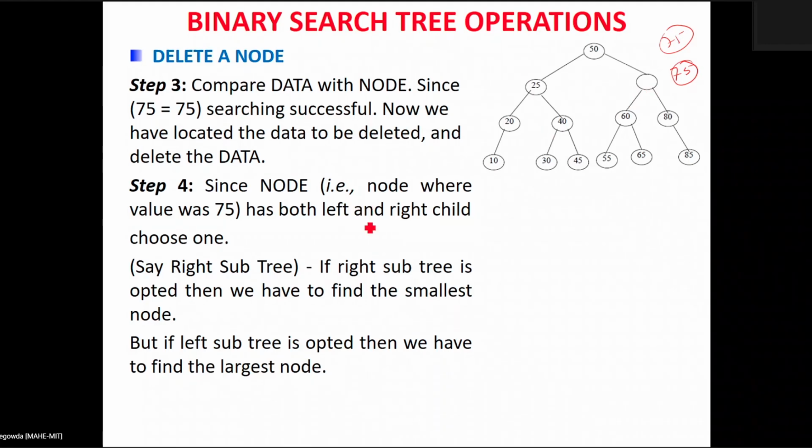Next is step 4. Since the node has both a left child and a right child, if you look at this one, we have a left subtree as well as the right subtree. You can select any one of the subtrees, say the right subtree. If the right subtree is opted, then we have to find the smallest node. If the left subtree is opted, then we have to find the largest node. It depends upon the programmer. If it is the right subtree, you choose the smallest node. If it is the left subtree, you choose the largest node.